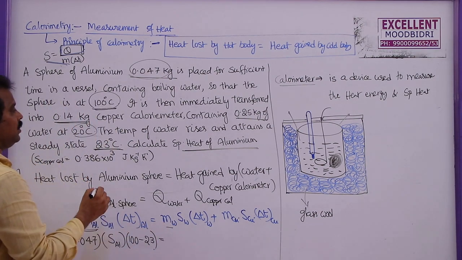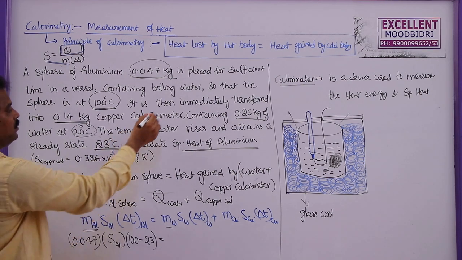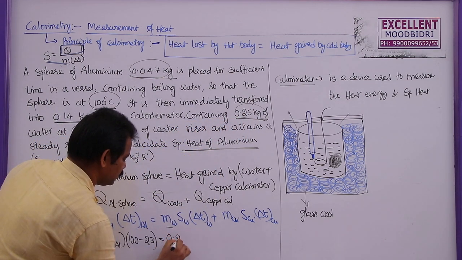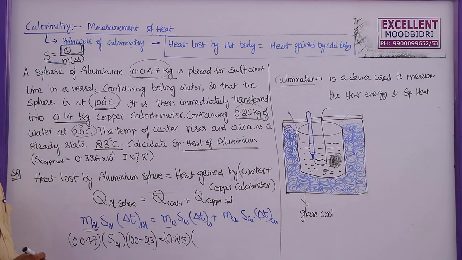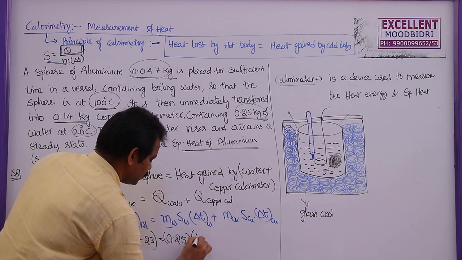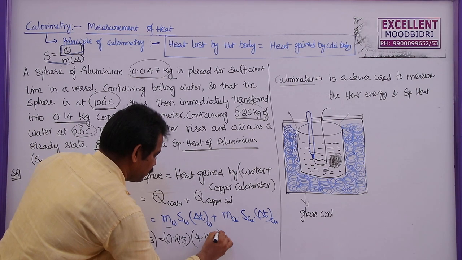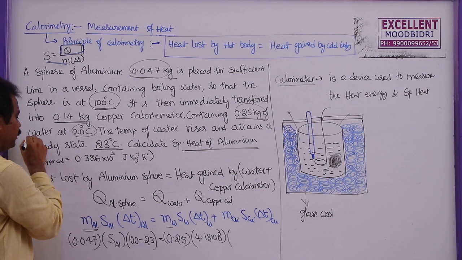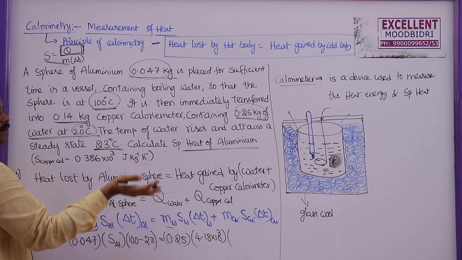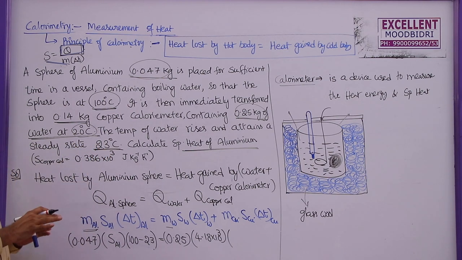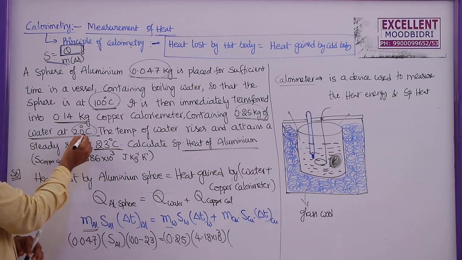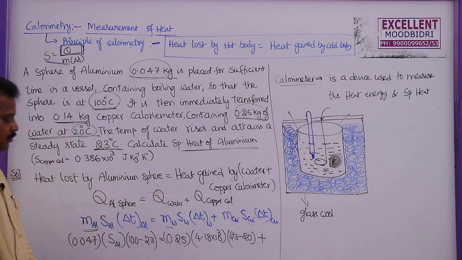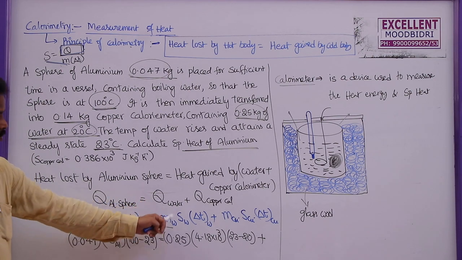Now mass of water in this case is given by, it is then immediately transported to this much copper calorimeter having this much water. So this is 0.25 into specific heat of water, even though it is not given, this is a constant, 4.18 into 10 power 3. And what is the change in temperature of water? Initially water was at 20 degrees centigrade and the temperature increased to 23. So what is the gain in temperature of water? 3 degrees, from 20 to 23. So this will be 23 minus 20, plus, this is the heat gained by water.